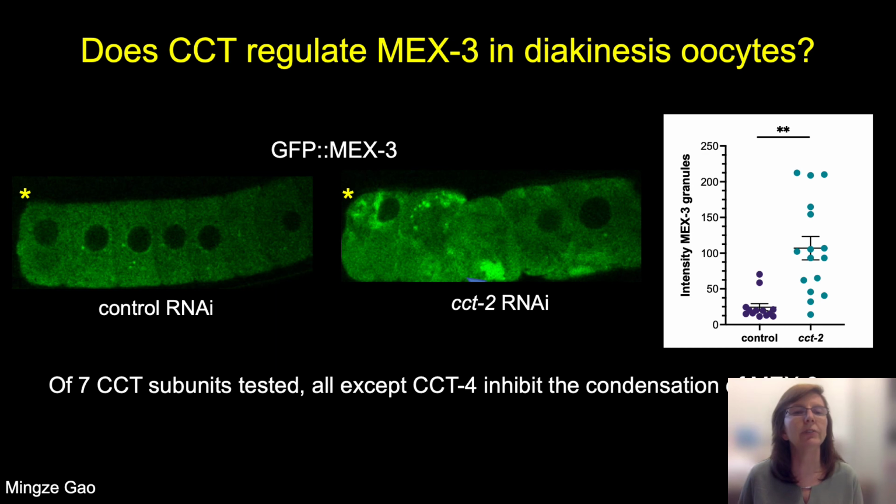We have tested 7 of the 8 CCT subunits, and we find all of them except CCT4 inhibit the condensation of MEX3. Therefore, there appears to be a small degree of subunit specificity in regulating MEX3.